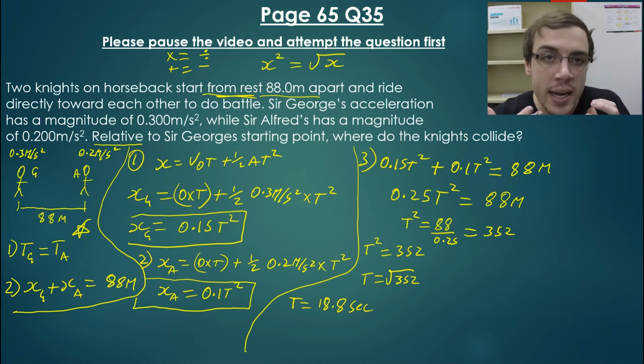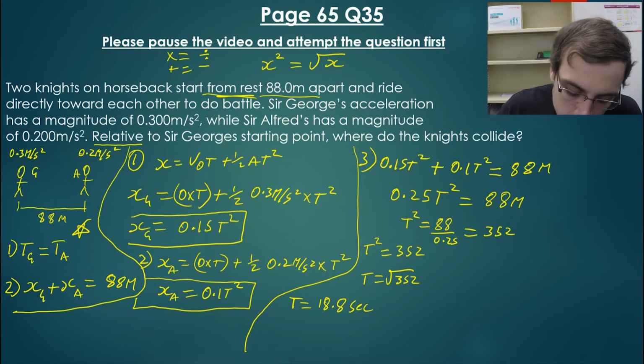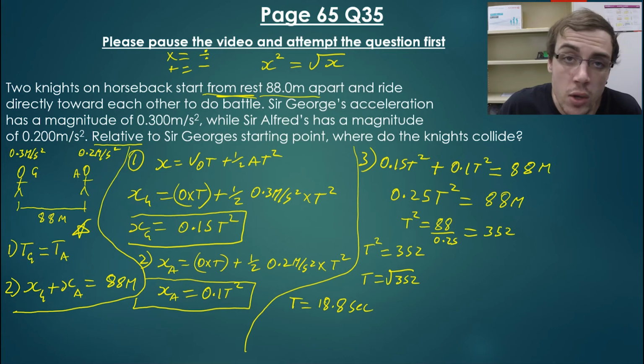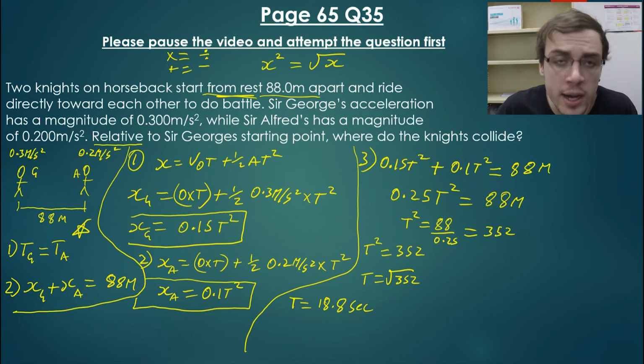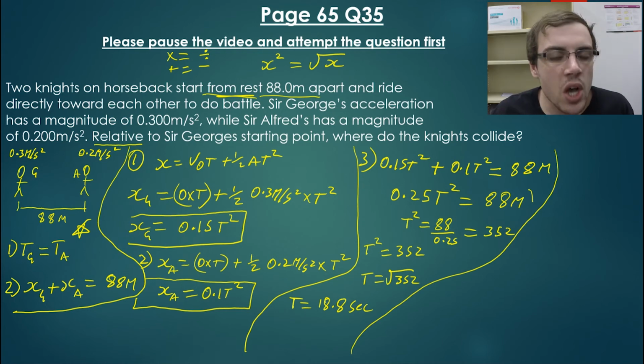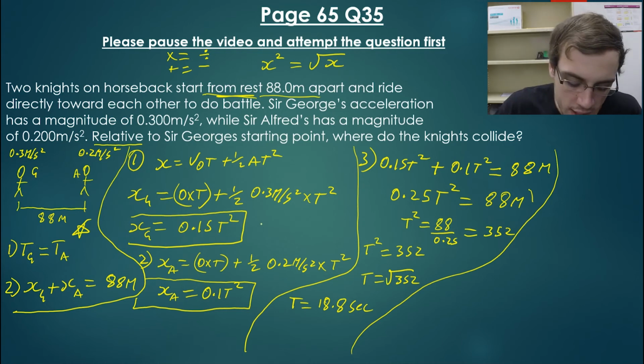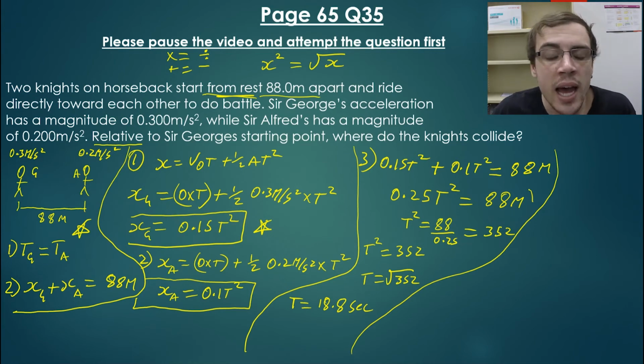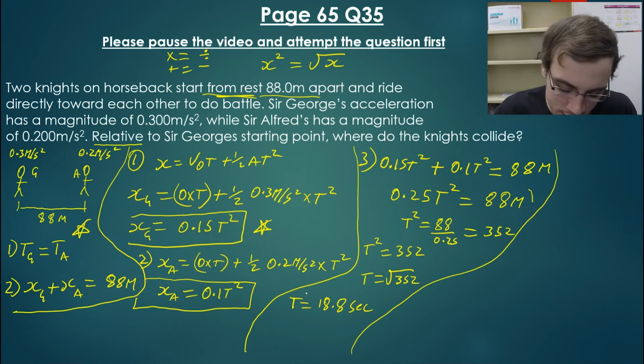Now, we look back at our original question and we go, okay, relative to Sir George's starting point, where do the knights collide? So it's all well and good that we've gone, oh yes, both of them put together is 88 meters, but we want to know how far George traveled. Now, the big thing here is what was holding us back at the very beginning. Over here, what held us back is that we didn't have both variables. We didn't have x or t. But by doing it this way, we've just calculated what t is. So now we can use this formula to calculate the displacement of George.